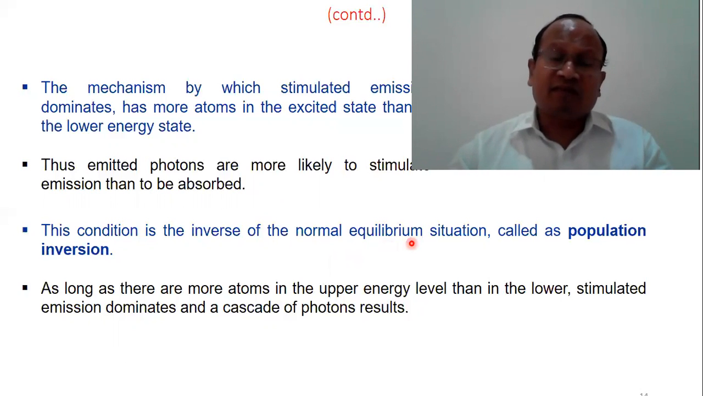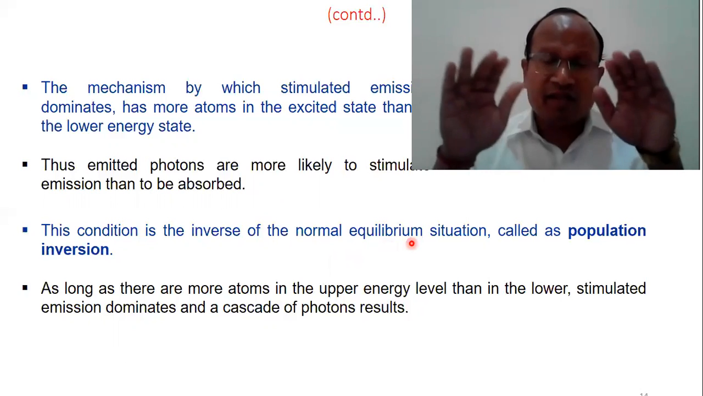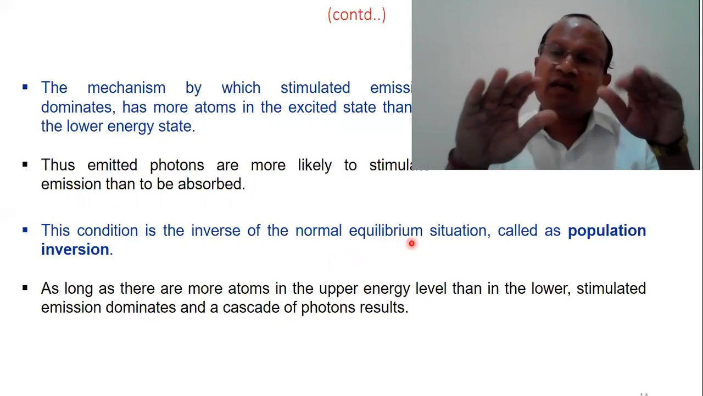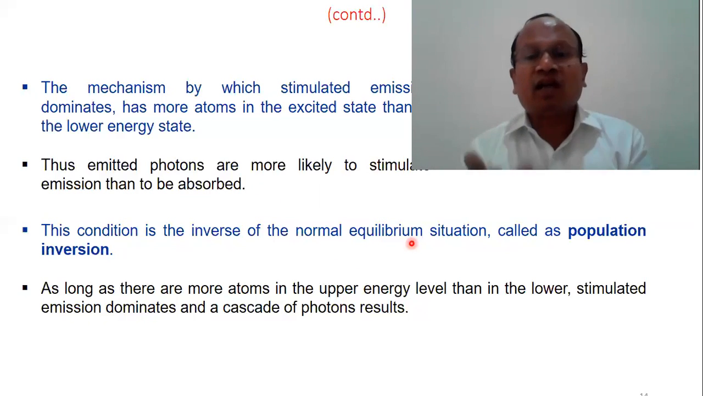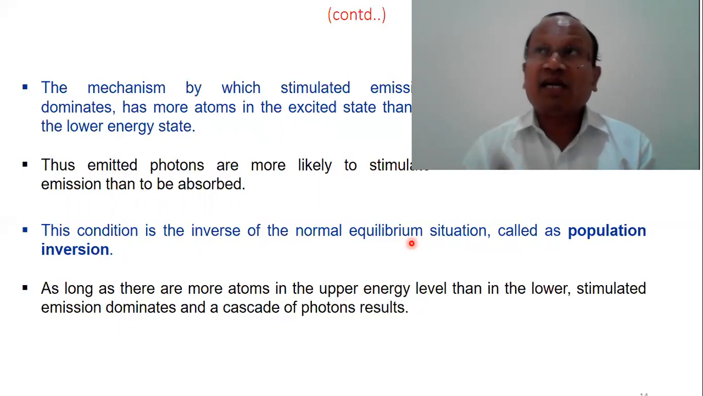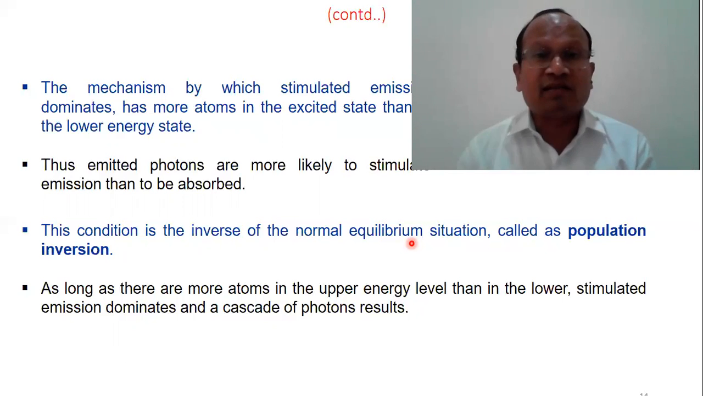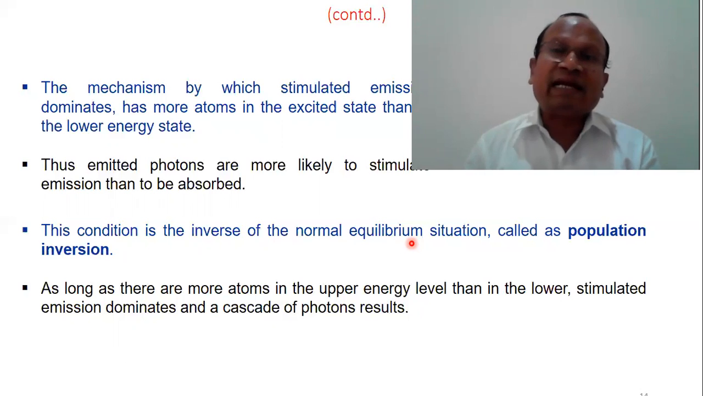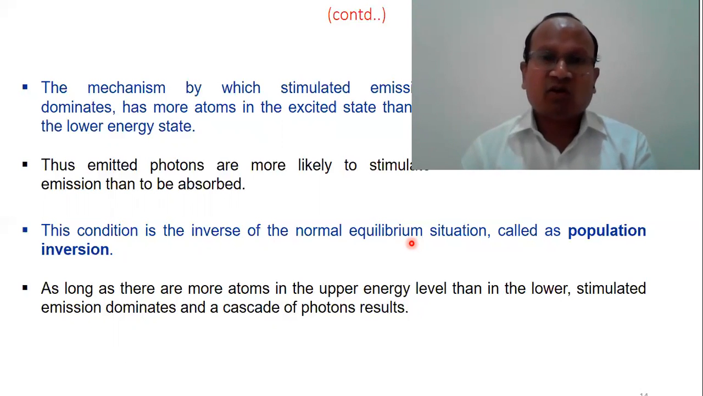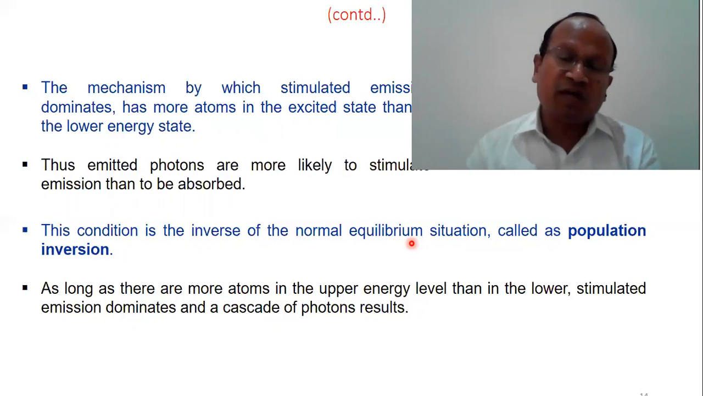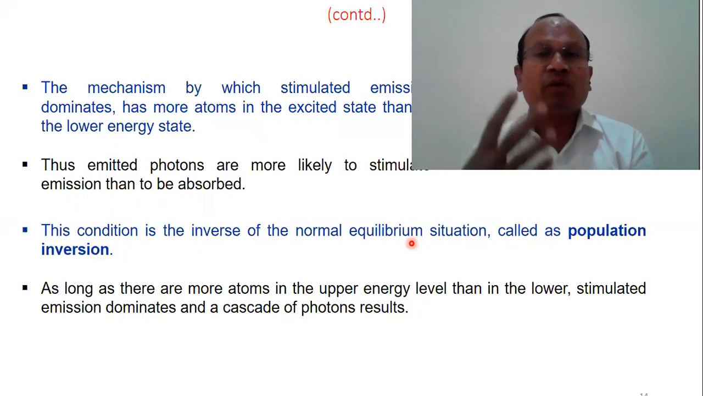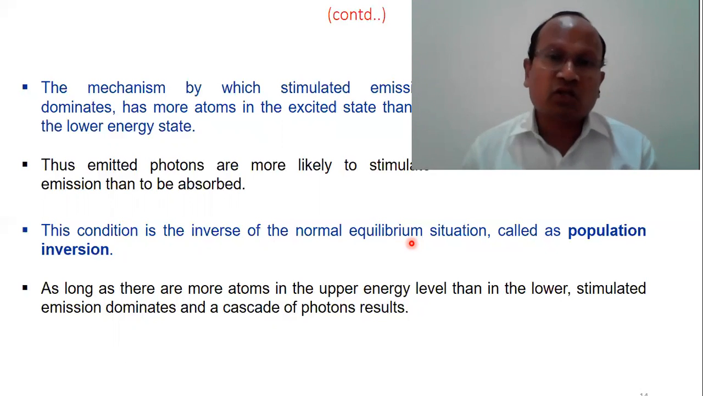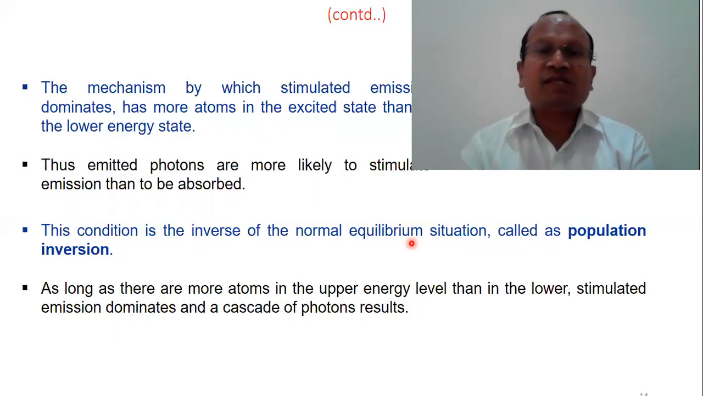This condition, the inverse of the normal equilibrium situation, is called population inversion. As its name suggests, it is very simple. At the high energy level, there are many carriers. Now they are finally reaching the ground state. At the ground state, the number of carriers will increase, and at the higher state, the number of carriers will decrease. So wherever the population was high, it will become low, and wherever it was low, it will become high. This phenomenon is called population inversion, which is an important phenomenon in this emission.